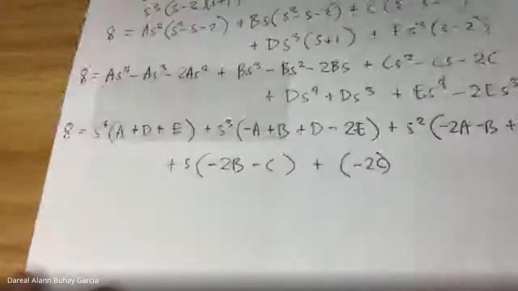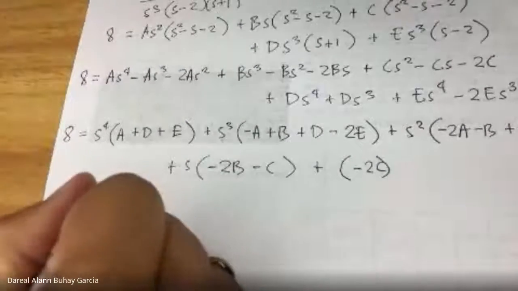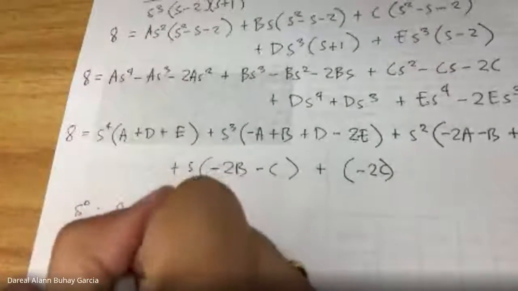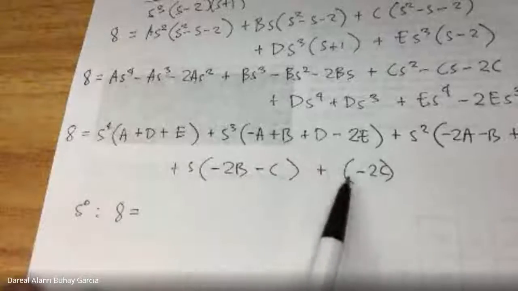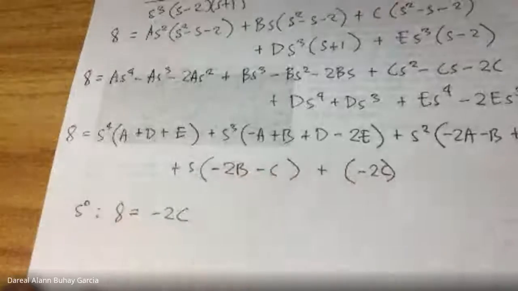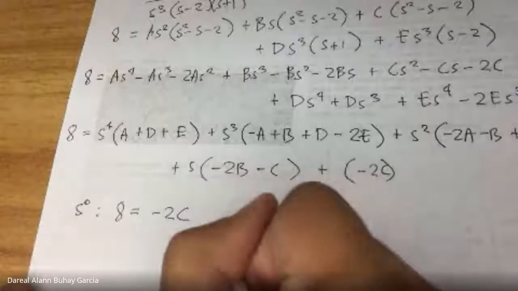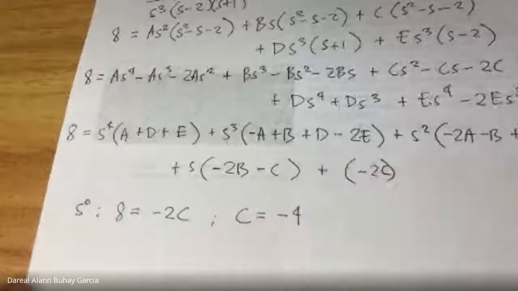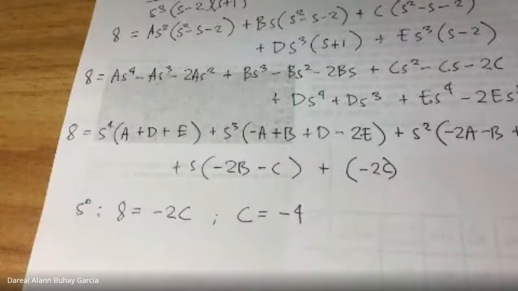First, sugod sa constants, of course. S to the power of 0. 8 is equal to, mula mo ng S to the power of 0, negative 2C. Negative 2C. Therefore, C is equal to negative 4. Checks na ko ha. Ay, tago. May question?